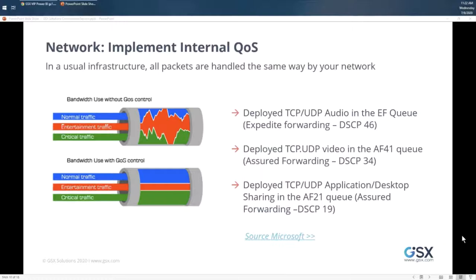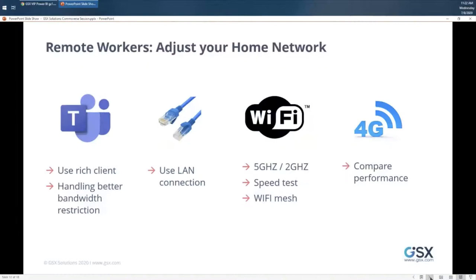Now let's see how you can continue to help your remote workers. There are also basic things to do. We have already spoken about the router and the QoS at their place, and the next thing is to use a rich client.